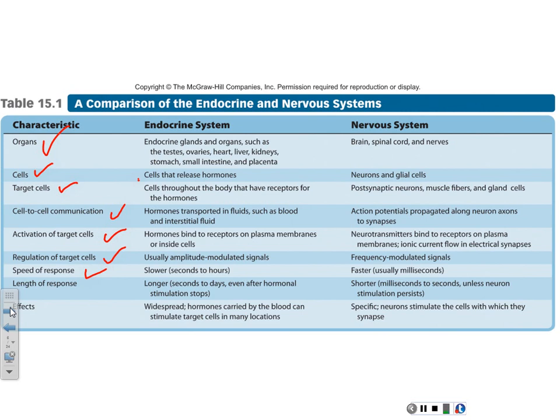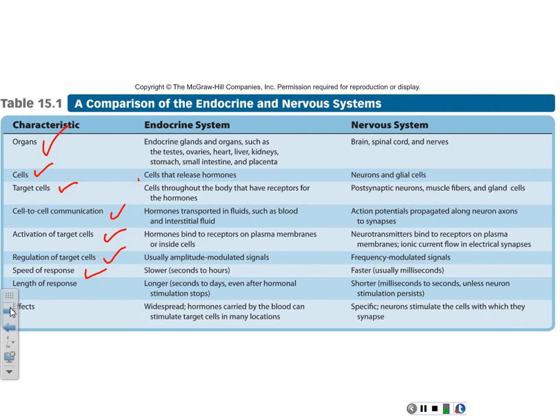And that's because of the myelin sheath, right? Remember, the myelin sheath speeds up the transmission so that it goes fast. So the nervous system lasts for milliseconds to seconds. Whereas the endocrine system can last for hours, because as long as the blood contains that hormone, it will continue to have the effect.